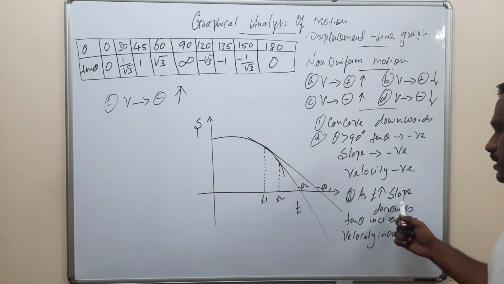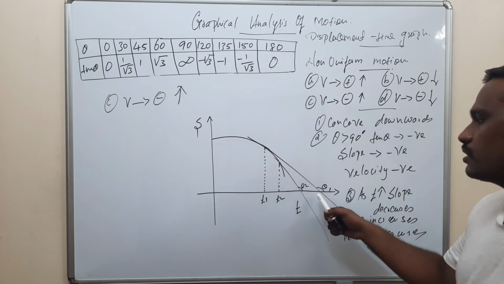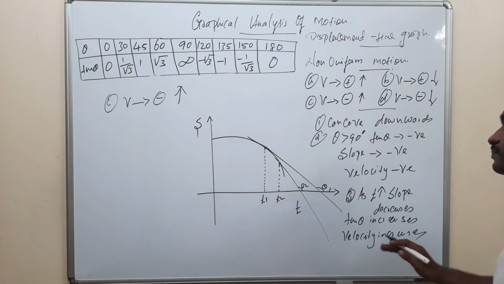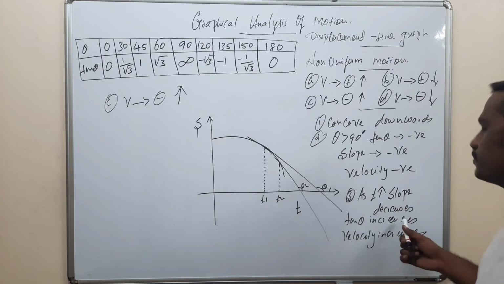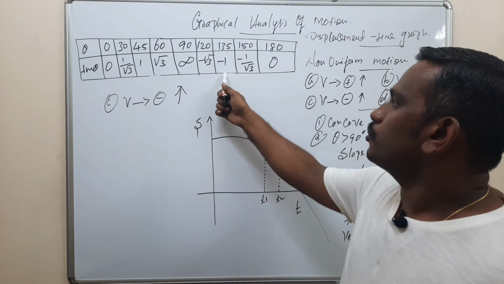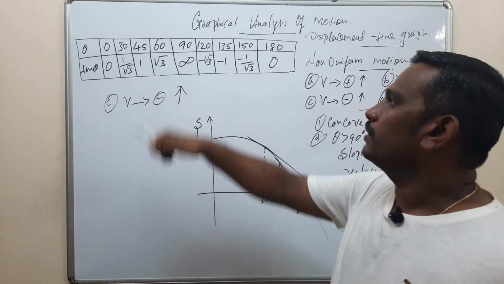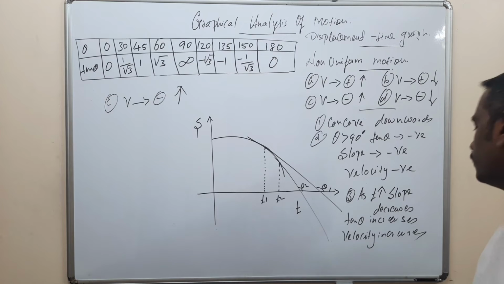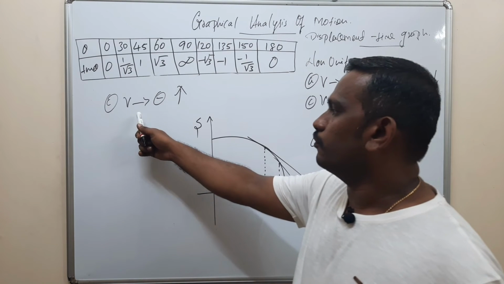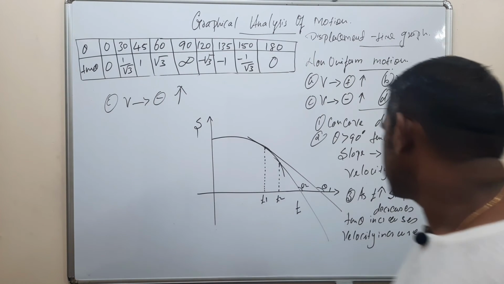So as time increases, slope decreases. Slope decreases means, on the negative side, tan theta value increases. Tan theta value increases means velocity increases. So therefore velocity negative increasing.